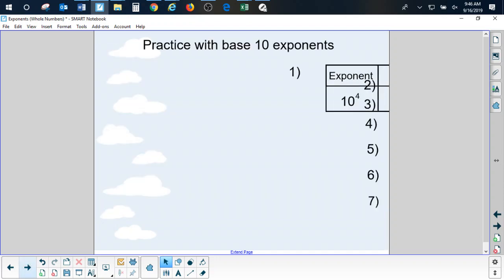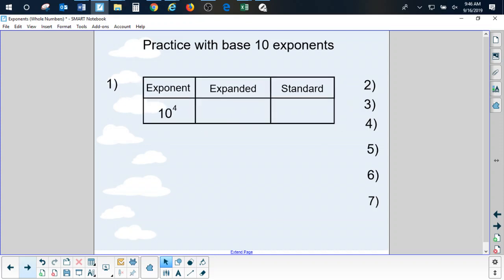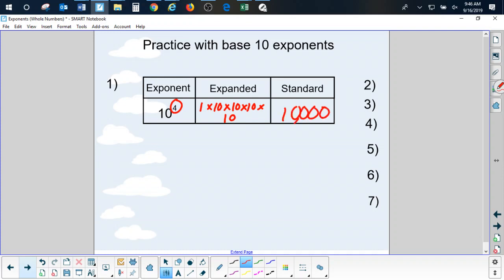So when we practice this, we just give them the chart of exponent form, expanded form, and standard form, and have them practice filling it in. If I know there's a 10 to the 4, I know that's going to be 4 10s, and there has to be 4 zeros in my answer. So it's 1 times 10 times 10 times 10 times 10 as the expanded form, and the standard form answer is 10,000.